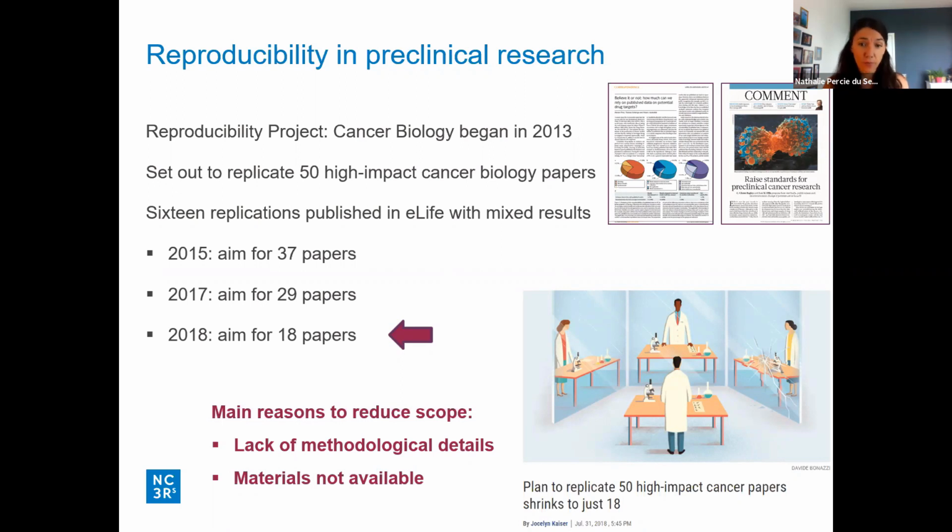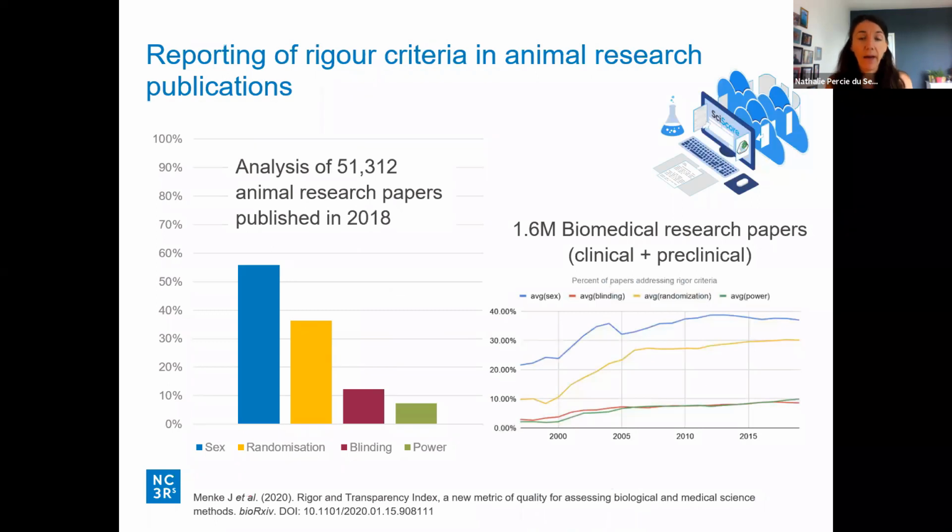So clearly there is a problem with reporting of preclinical research. And there are not enough methodological details in publications to enable other researchers to reproduce the experiment described. But another thing that's frequently missing from publications is information allowing readers to assess how reliable the results are likely to be. So this is a preprint which was published a few months ago.